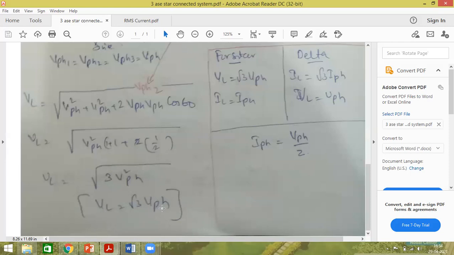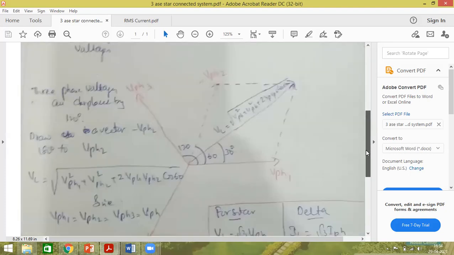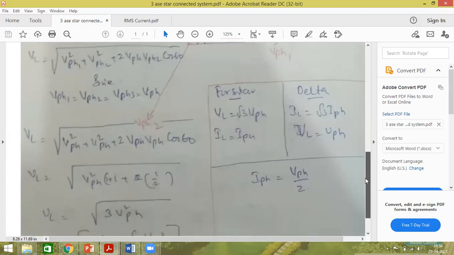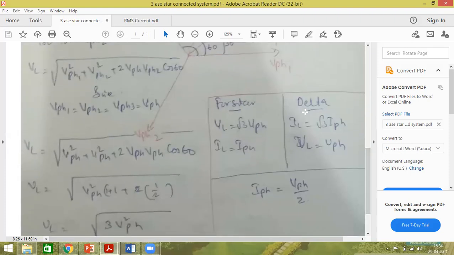I hope every student practices this derivation now. It is very important. I'll share this document. Is this derivation fine, all of you? As it is important, I've taken it twice. Now, remember here, the delta derivation. Sir, what is the delta connection and derivation?